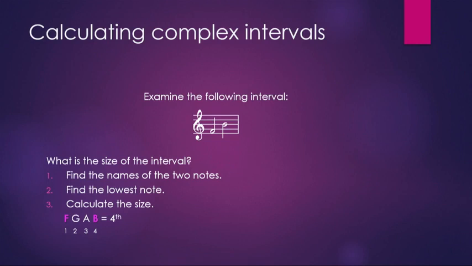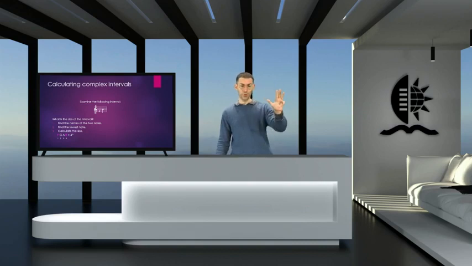So let's have a look at an example. Look at your screen now and you'll see the first example. We've got two notes, F and B. So let's just go through the normal process of working out the size of this interval. First, we have the names of the two notes, F and B, and we find the lowest note. The lowest note in this case is F. So we start counting on F. F, G, A, B. So we've got a fourth, right? So far, so good. We know this is a fourth, but we don't know if it's perfect or if it's augmented or if it's diminished. So let's see how to work that out.